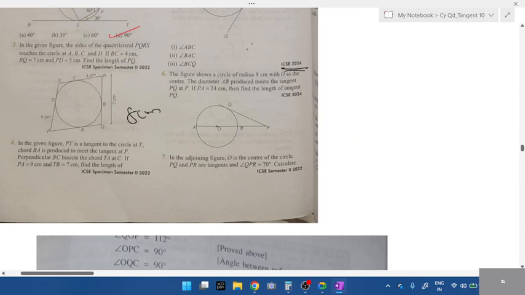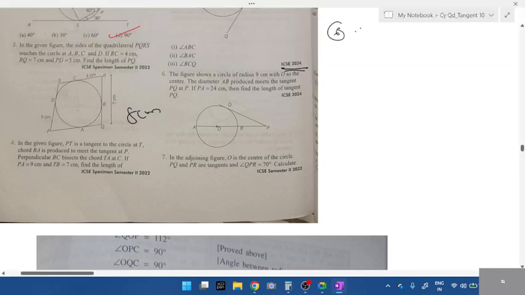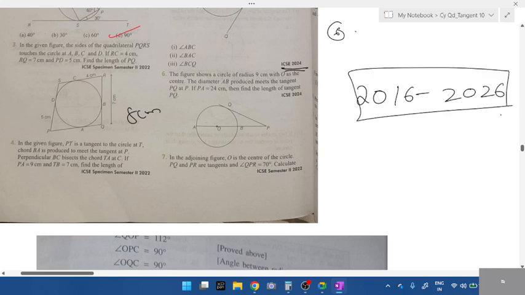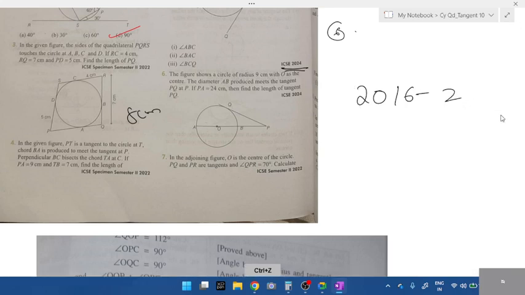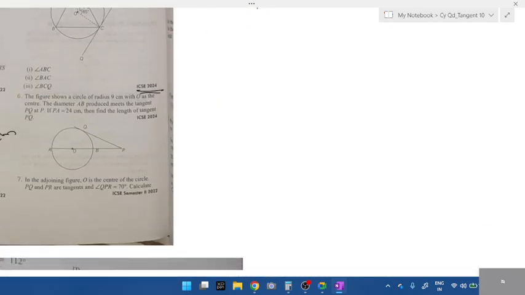There's one more question, the 6th one. Be quick. So if your teacher completes one chapter or if you complete one chapter, solve all the previous year questions from that chapter. Last 10 years is more than enough. If you solve 2016 to 2026, it is more than enough. You will be able to solve all the board exam questions. Yeah, complete the sixth one.